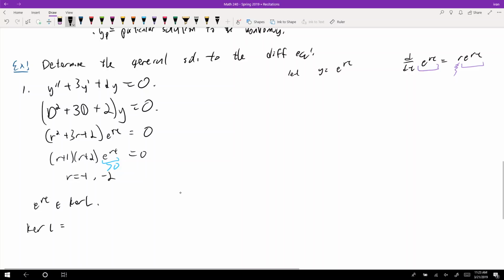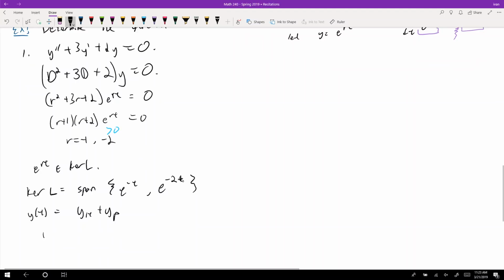In our case, the kernel of L is going to be the span of e^(-t) and e^(-2t). So we found our r's, and now we just plug them into e^(rt), and that's what our kernel is. And then finally, y(t) is equal to yh plus yp.